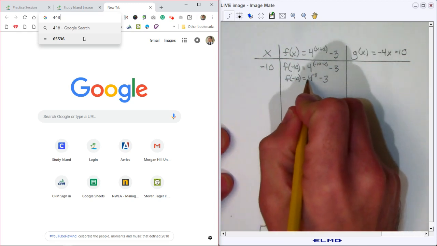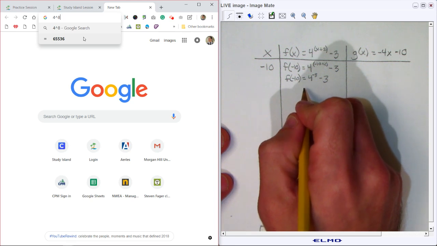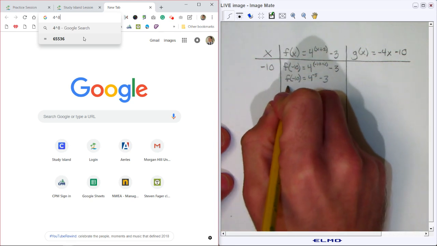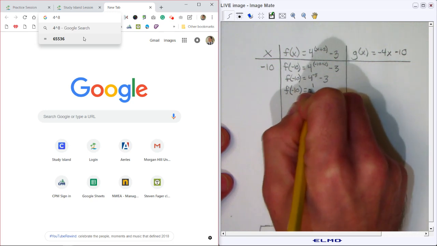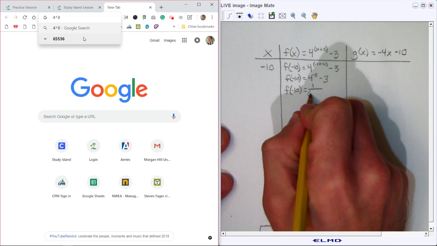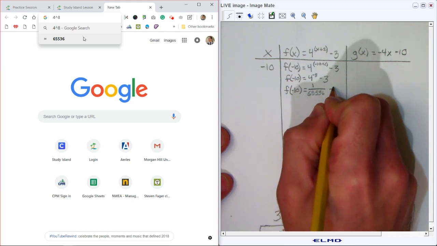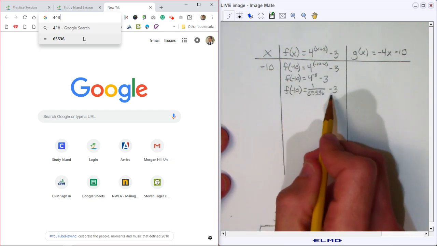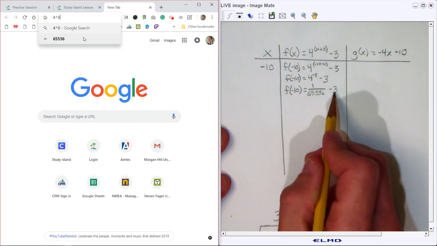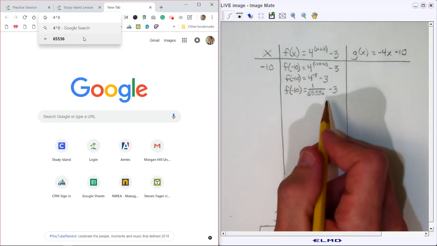Okay, so we have 4 to the negative 8th power, which is 65,536 in the denominator, with 1 as the numerator. So we have f of negative 10 is equal to 1 over 65,536, and then minus 3. So we have a very, very, very small number here, because this is a little tiny bit, and then take away 3. So if this was 0 minus 3, we would be at negative 3. So this is going to be negative 2.99999. That's going to be a very small number.